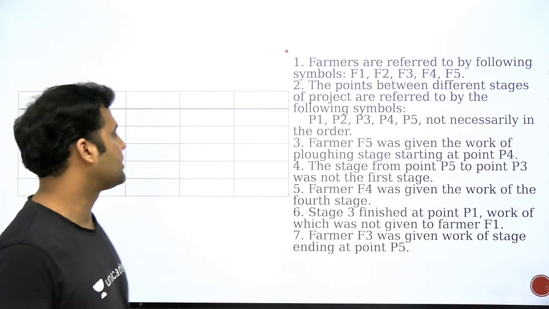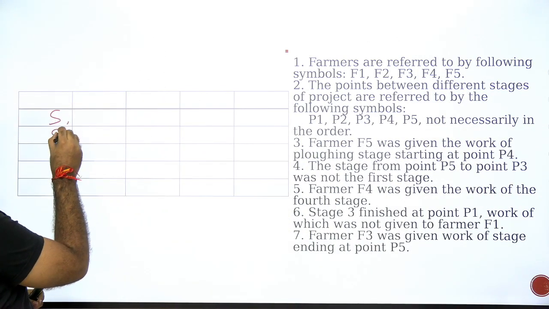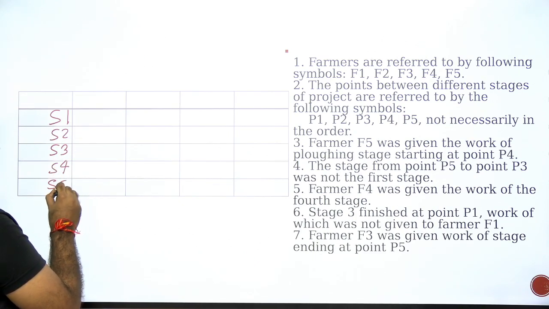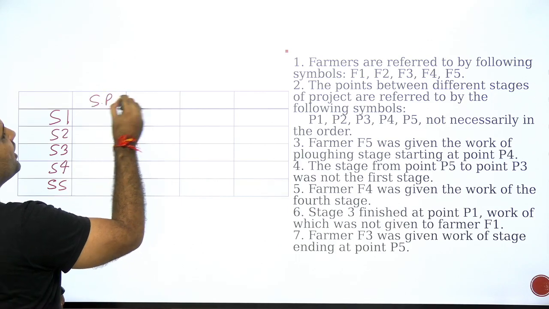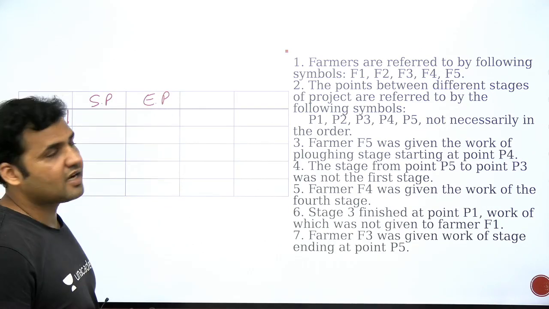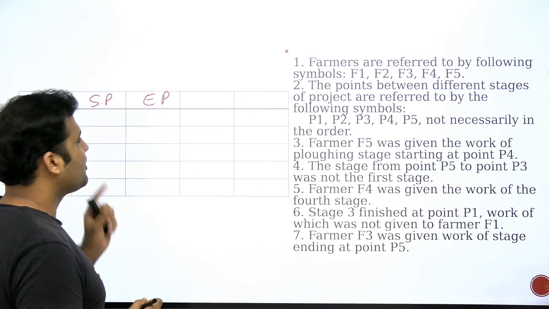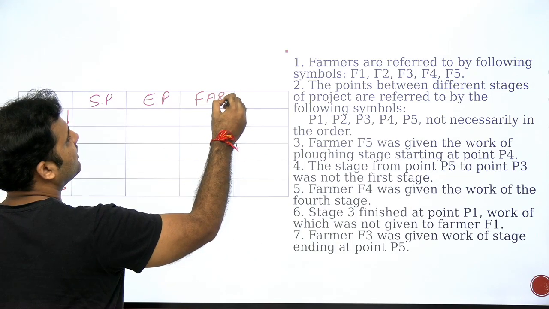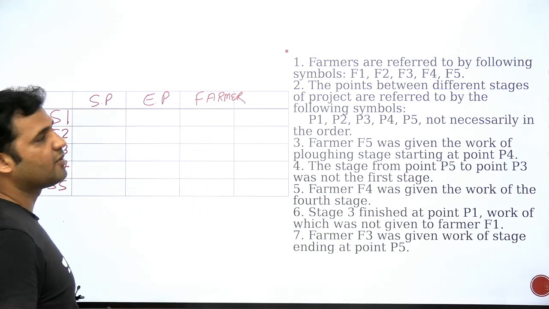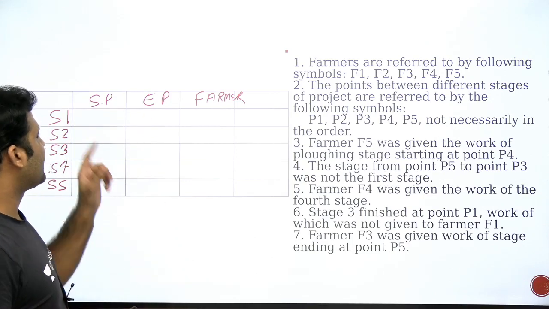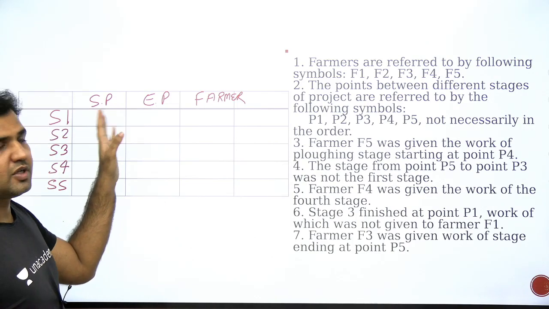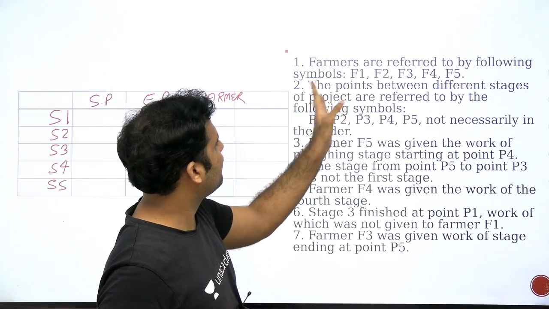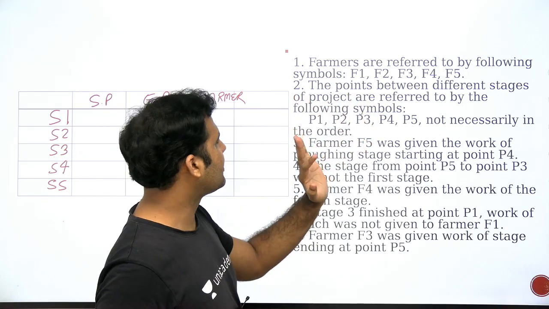Let's write down all the stages. Stage 1, stage 2, stage 3, stage 4, stage 5, and for every stage we have a starting point, and for every stage we have an ending point also. Okay, starting point, ending point, and we are also supposed to find out the farmer who is handling that project, the name of the farmer who is handling that particular stage. Starting point, ending point are P1, P2 or P2, P3. Let's use this information. The question says farmers are referred to by the following, the points between the different stages. This is something we have already studied.